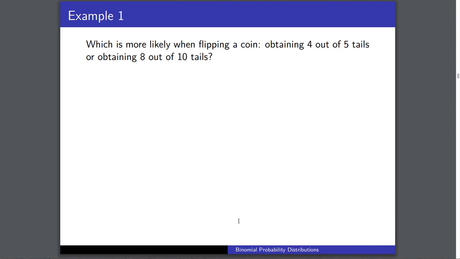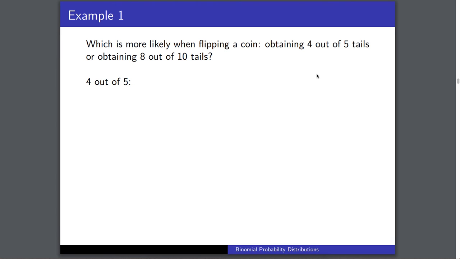All right, so example 1: which is more likely when flipping a coin, obtaining 4 out of 5 tails or obtaining 8 out of 10 tails? Now, what's interesting about this problem is a lot of people might think, well, it doesn't really matter since 8 out of 10 reduces to 4 out of 5. And while that's true, does it guarantee that the probability is going to be the same?